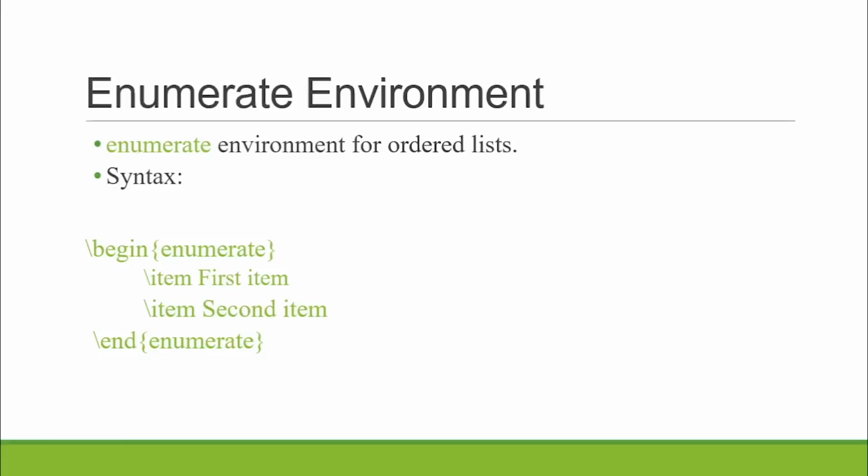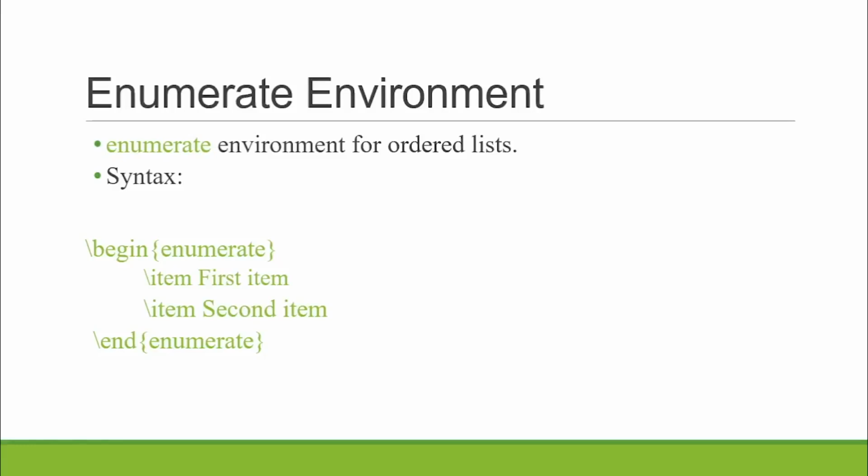Enumerate environment. The enumerate environment in LaTeX is used to create numbered lists. It is helpful when you need to display a list of items that follow a specific order, such as steps in a process, ranking, or instructions. In LaTeX, the enumerate environment is used to create ordered lists.